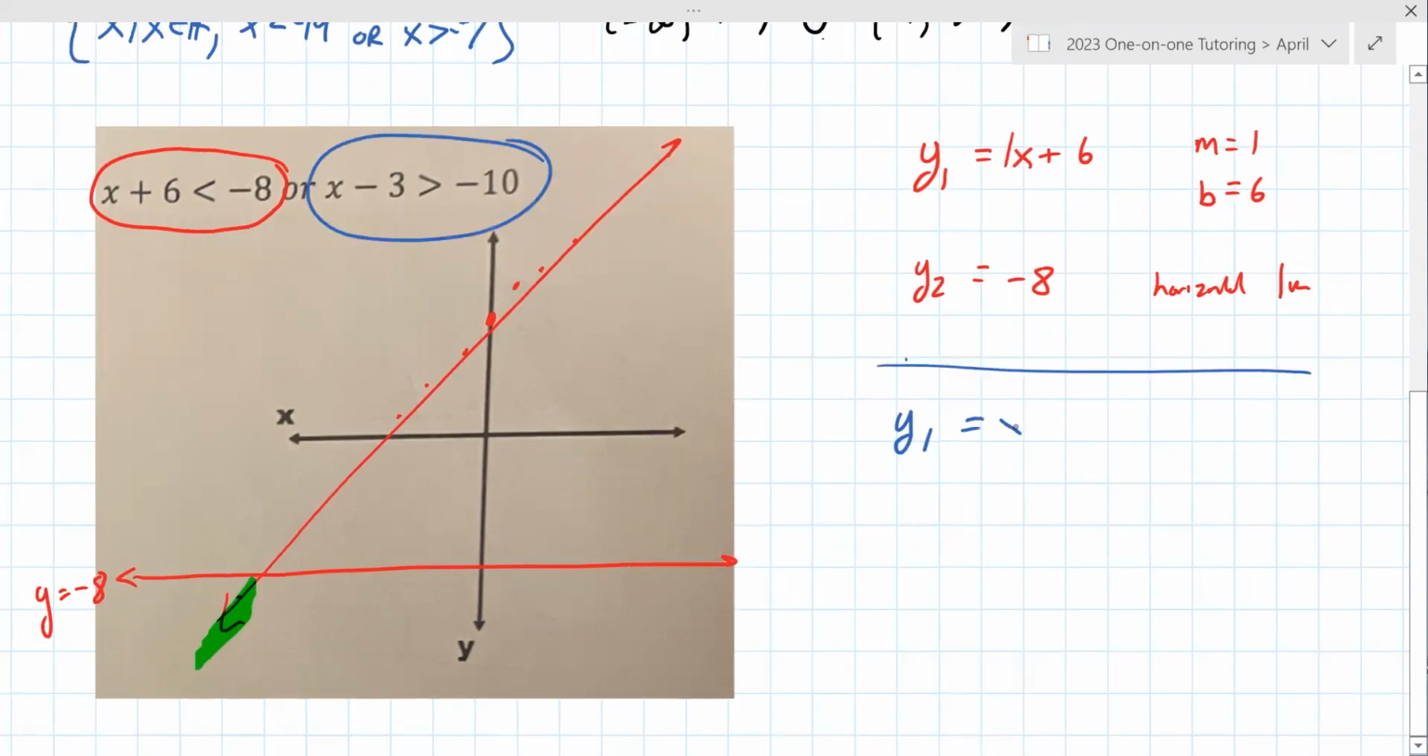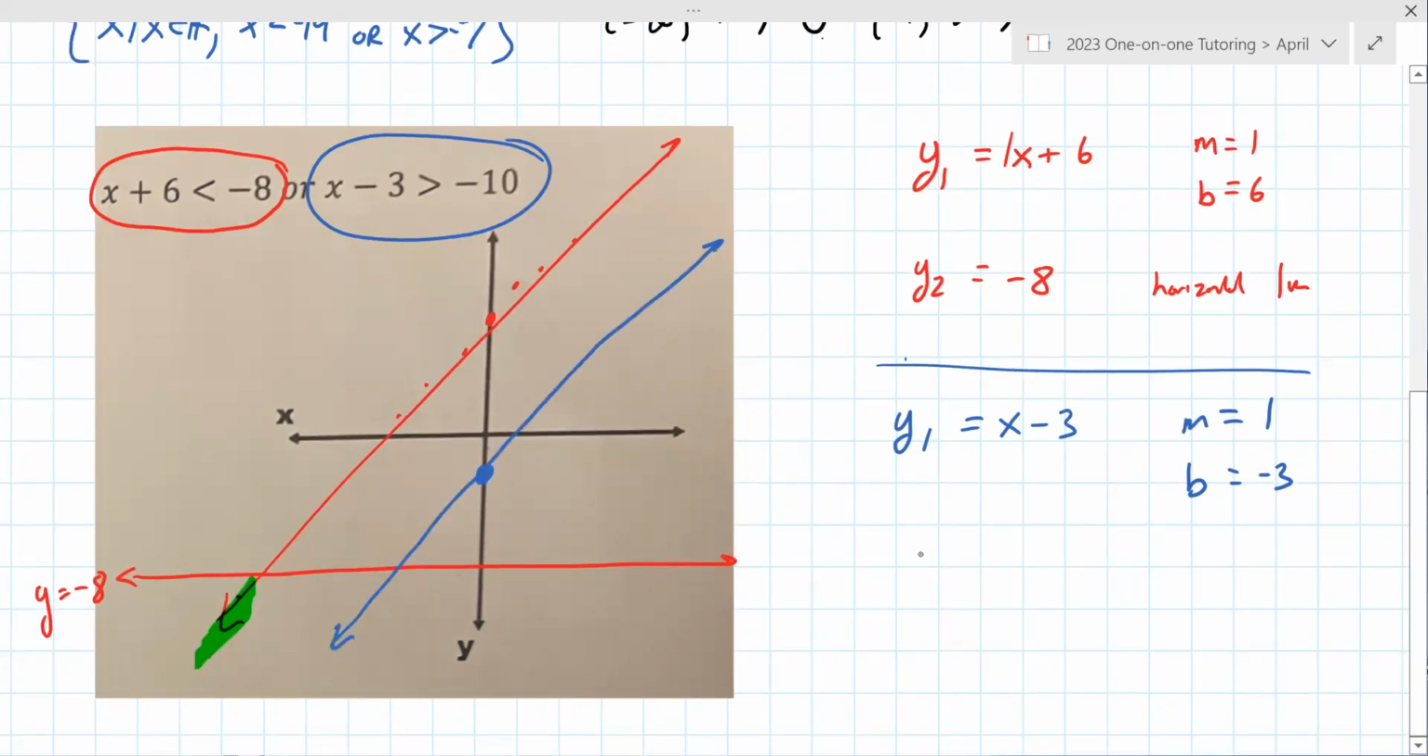y1 is x minus 3. So slope of 1, b value of -3. So somewhere there. These are parallel lines. So we got kind of the same thing here, something that looks like that. And then y2 is -10. So I actually should maybe draw this one a little further. So that's a horizontal line down here, a little bit below the other one.